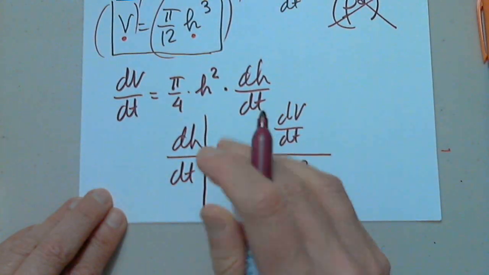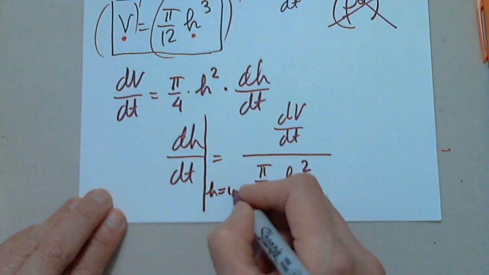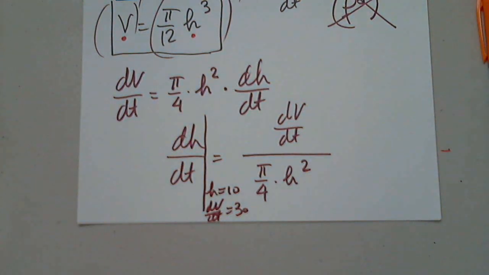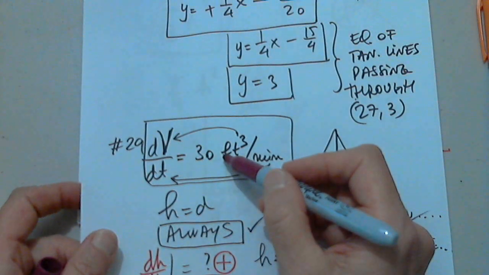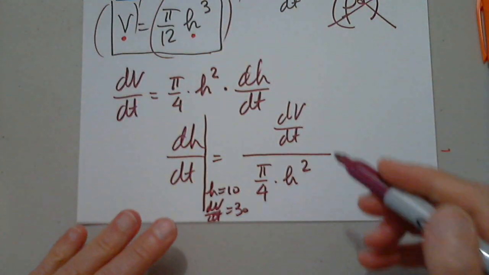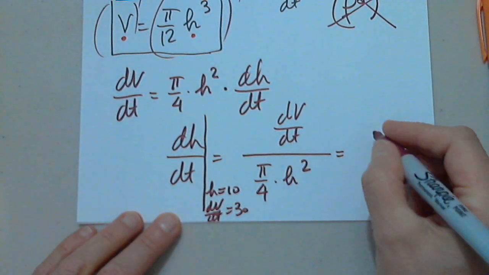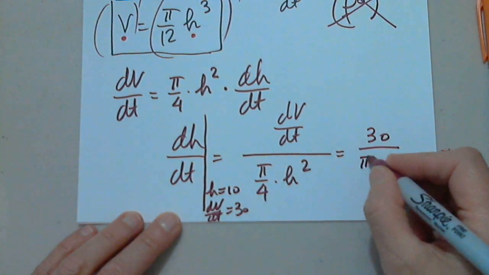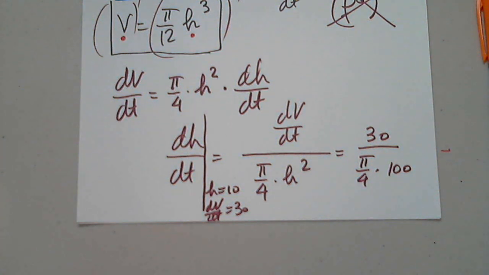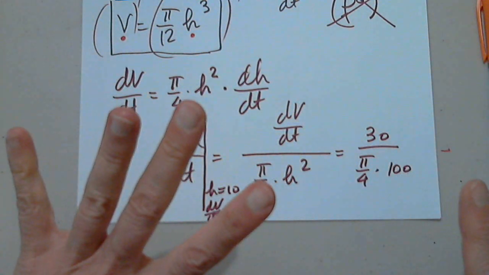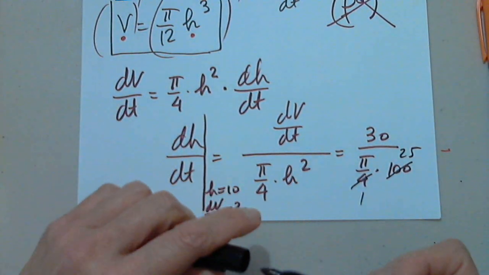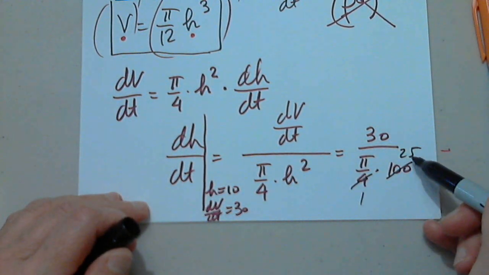And now, yes, almost done. h is 10 and dv over dt is 30. They gave us 30 from the beginning and they told us h is 10. This is a piece of cake now because the top is 30. The denominator is pi over 4 times 10 squared, which is 100. Be very careful how you plug it in, but I recommend first simplify by 4. So you only divide 30 by 25 times pi.